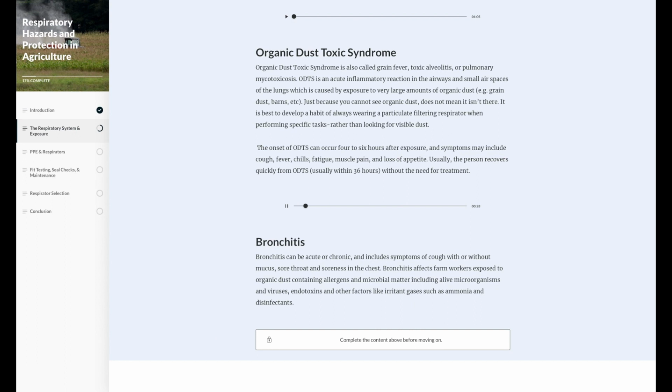Bronchitis can be acute or chronic and includes symptoms of cough with or without mucus, sore throat, and soreness in the chest. Bronchitis affects farm workers exposed to organic dust containing allergens and microbial matter, including live microorganisms and viruses, endotoxins, and other factors like irritant gases such as ammonia and disinfectants.